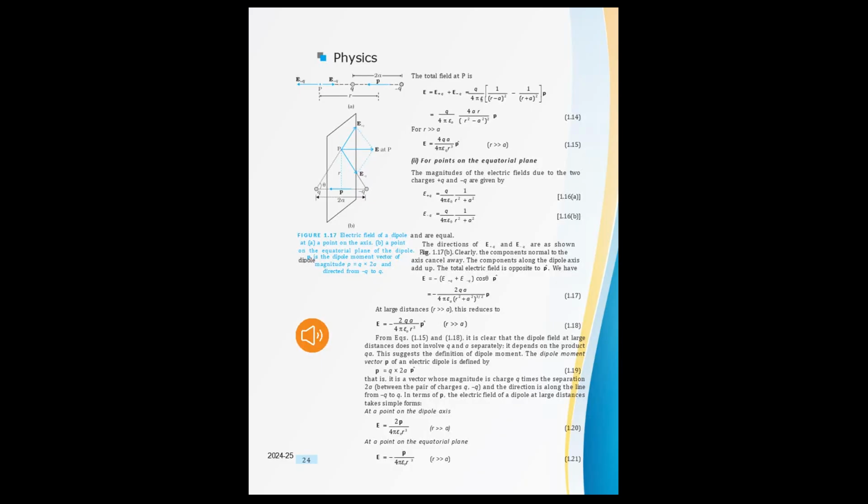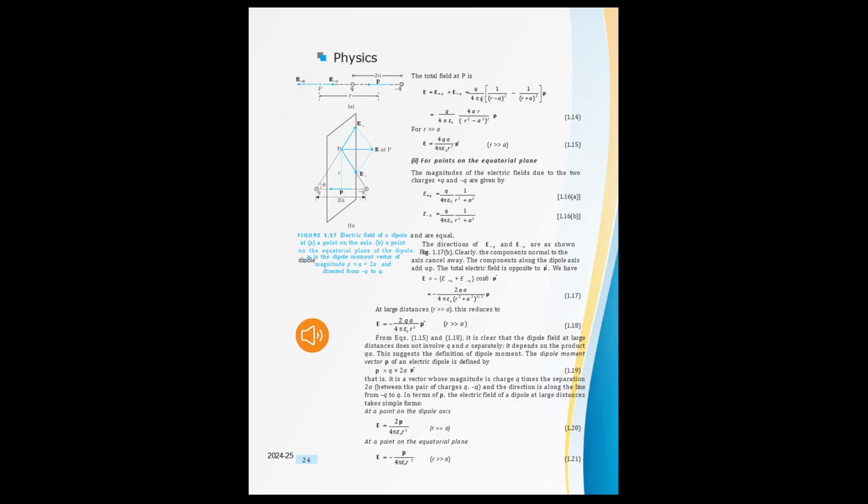From equations 1.15 and 1.18, it is clear that the dipole field at large distances does not involve q and a separately. It depends on the product qa. This suggests the definition of dipole moment. The dipole moment vector p of an electric dipole is defined by p equal to q into 2a into p cap. That is, it is a vector whose magnitude is charge q times the separation 2a between the pair of charges plus q and minus q. The direction is along the line from minus q to plus q.